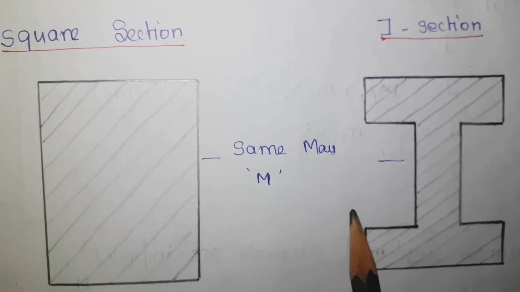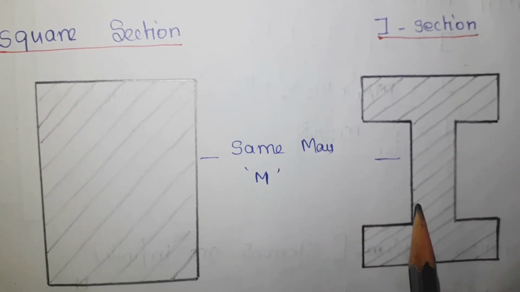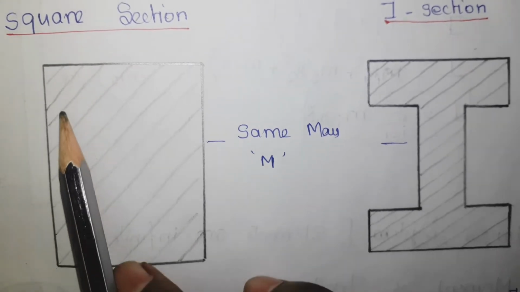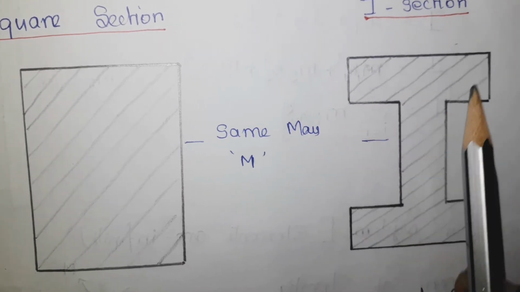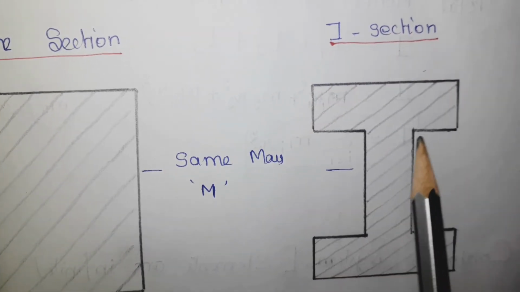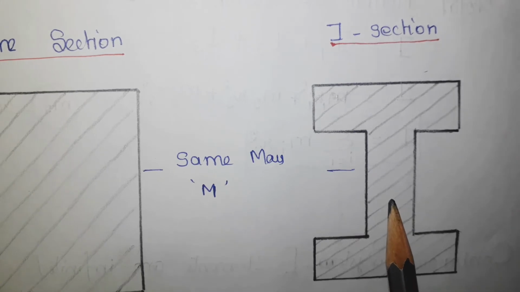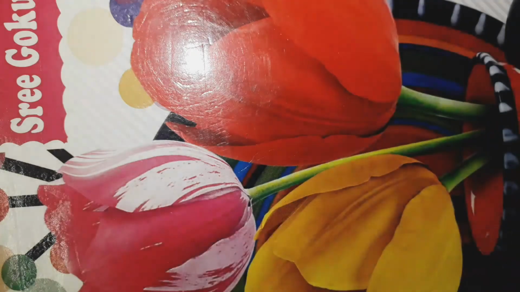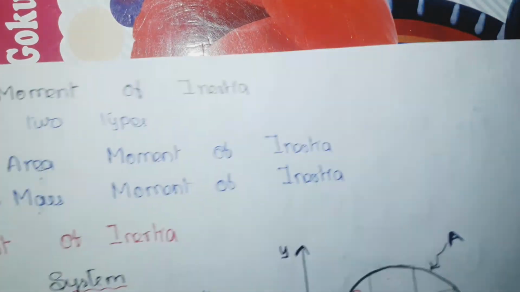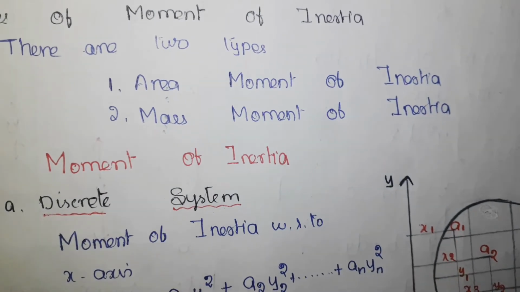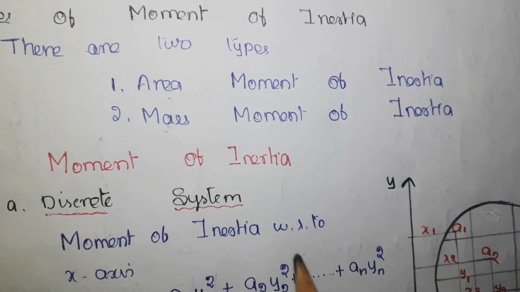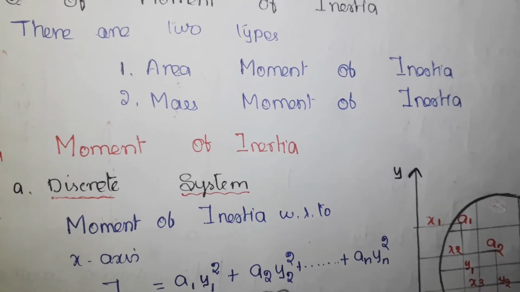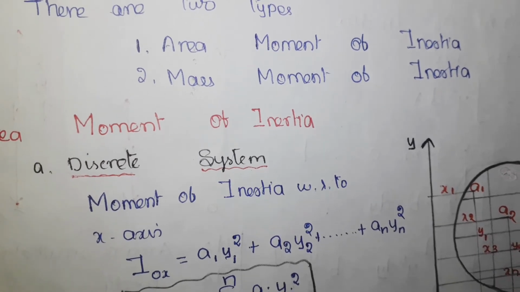But in reality, this I section will give you more moment of inertia than the square section, because if you look at the distribution here, the mass is uniformly distributed, whereas in the I section most of the mass is distributed in the outer ends. So this will give more moment of inertia. So it is used in many engineering applications, in the railway, etc. This is the difference between area and mass moment of inertia, and the reason why the area moment of inertia should be calculated. Though the mass is same, the distribution of mass plays an important role.